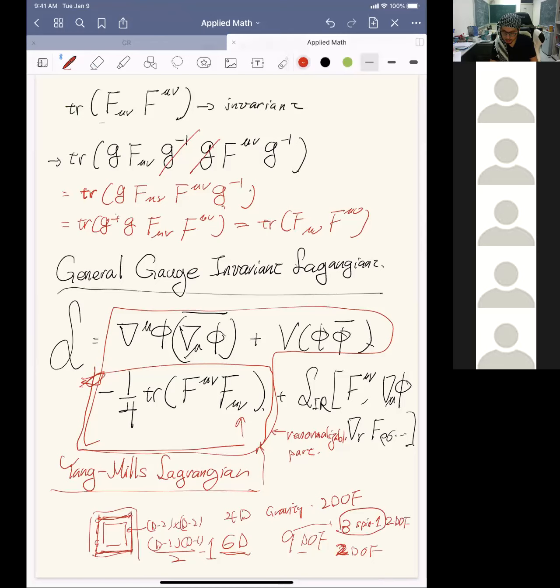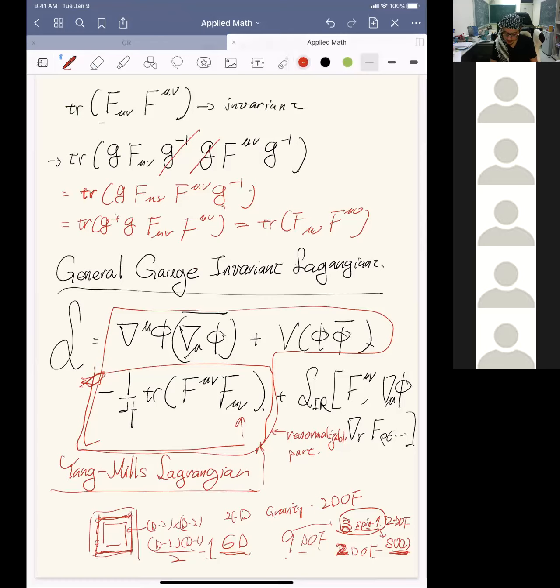And this 3 spin 1 can be what is known as SU2, the SU2 Yang-Mills theory. The reason you have 3 spin 1 is precisely because you have 3 generators in SU2. You'll notice that if you have 3 spin 1, each has 2 degrees of freedom. And if you have a spin 2, you have 2 degrees of freedom. And you add them together, you have 8 degrees of freedom.